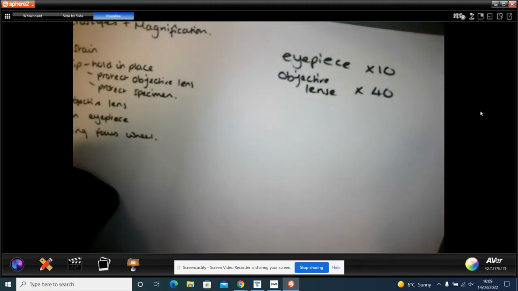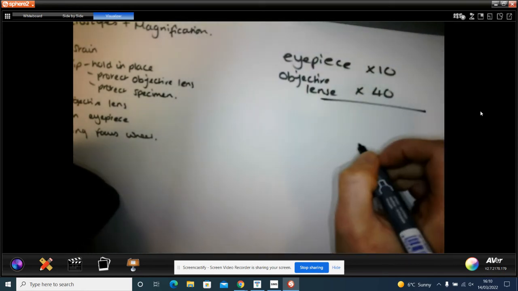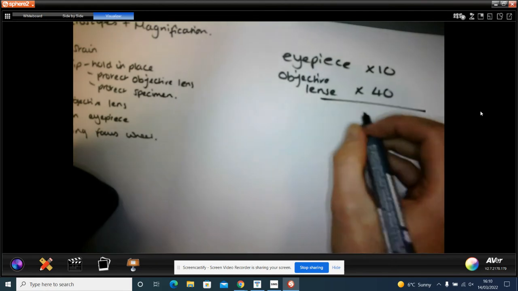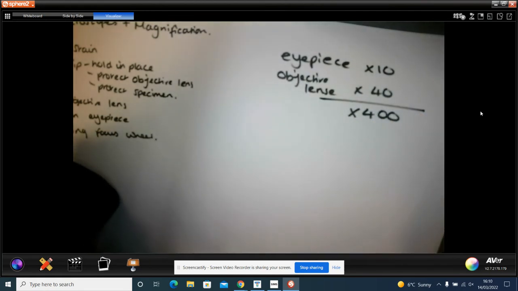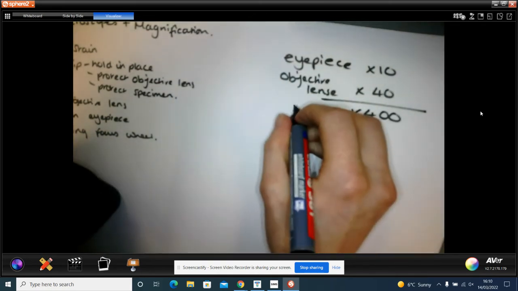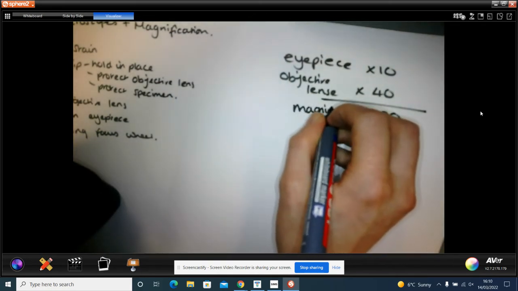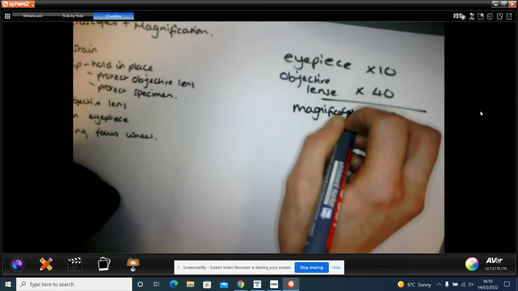Now, it's quite a straightforward one to work out the overall magnification. You just times those 2 things together. So it would be times 10 times 40. The overall magnification would be times 400. So that's one way of doing it if they give you a question like that.